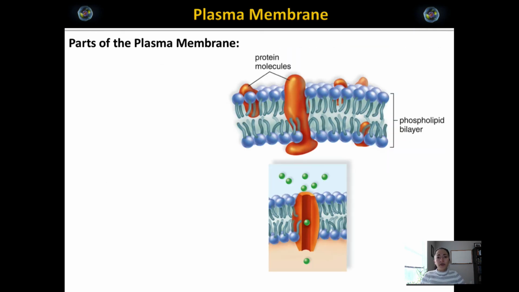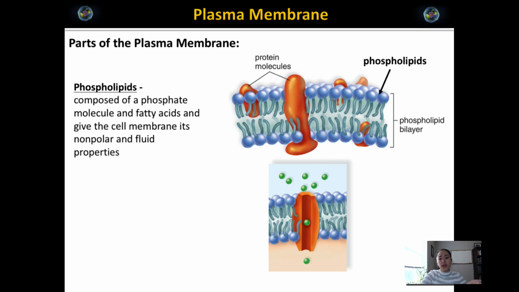The plasma membrane, which again remember is found in both plants and animals, is composed mostly of two different molecules. The main structure of the plasma membrane are these phospholipids, which again are a type of lipid. They have a phosphate head, which means that there's a molecule containing a phosphate on one part of it. And you can see that as little balls here. And then attached to that phosphate head are fatty acid tails. And these fatty acid tails are nonpolar.